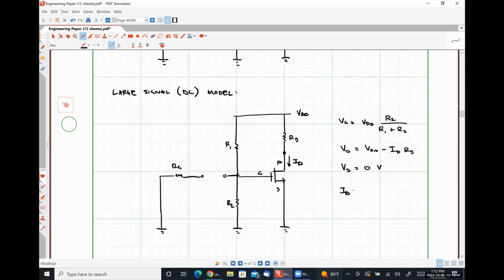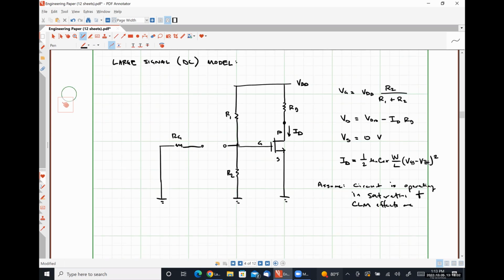From this, we can say that ID is 1/2 mu n Cox W over L (VGS minus VTH) quantity squared, where we are assuming that our circuit is operating in saturation and channel length modulation effects are negligible to the DC behavior of the circuit.